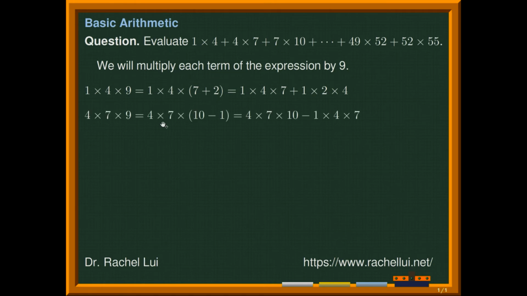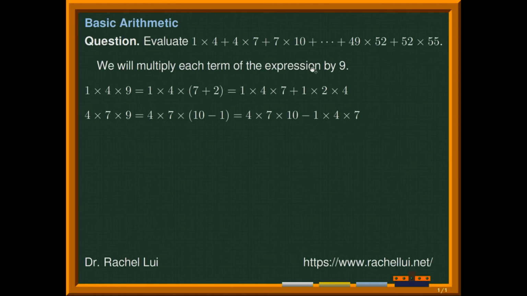I will also multiply the second term by 9. So right now I have 4 times 7 times 9. And then I will write 9 as 10 minus 1. So why do I need the 10? The reason is I want 4, 7, 10 as a sequence. So each successive term differs from the previous one by 3. Then 9 is 10 minus 1. And not to forget to minus 1 times 4 times 7. So right now, I think you can see that these two terms can cancel out later.